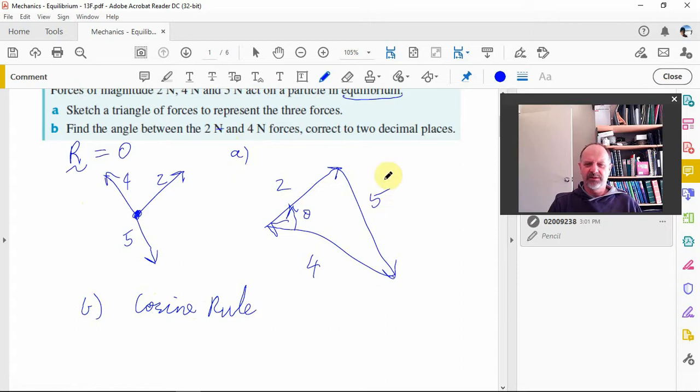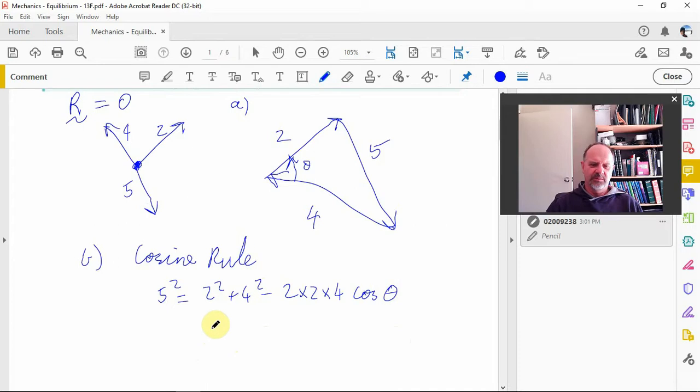Alright, and so it's this one squared. So it's always the opposite, these things. So 5 squared is equal to 2 squared plus 4 squared, minus 2 times 2 times 4 times cos of theta. Alright, what do we got? We got 25, 4, 16, 16 cos theta. So I've got 25 minus 4 minus 16 equals negative 16 cos theta.